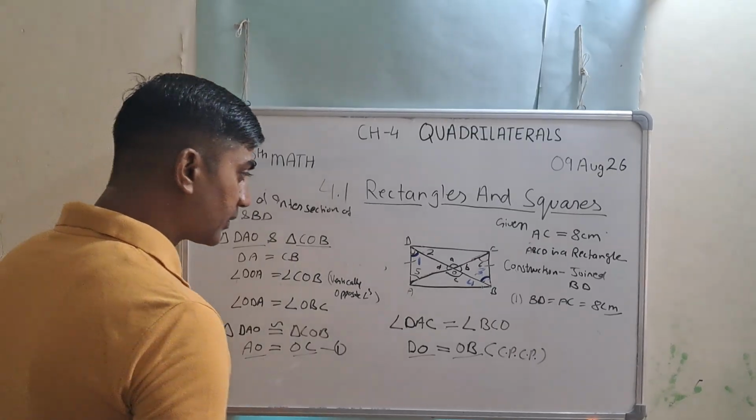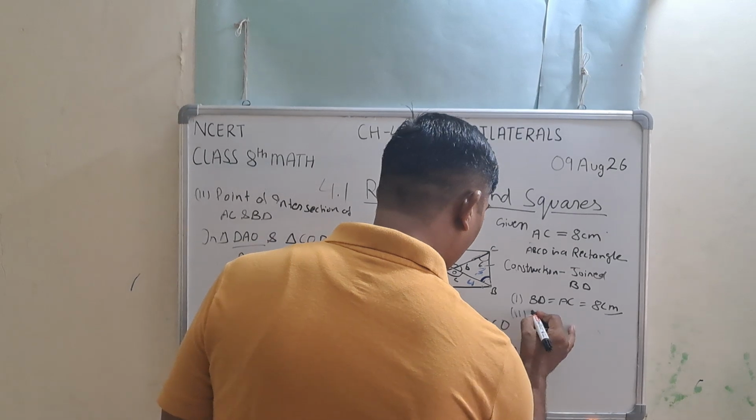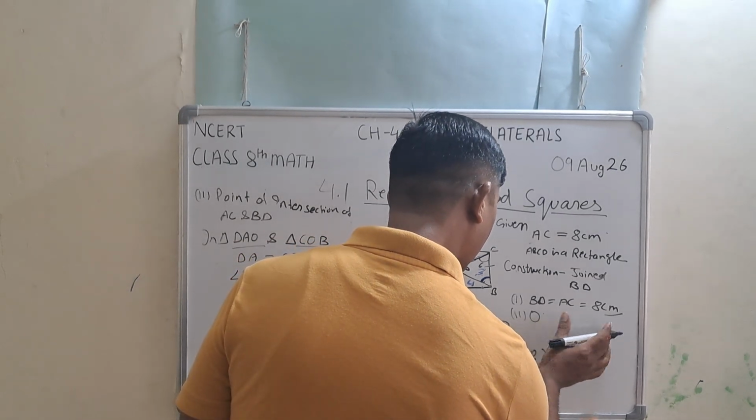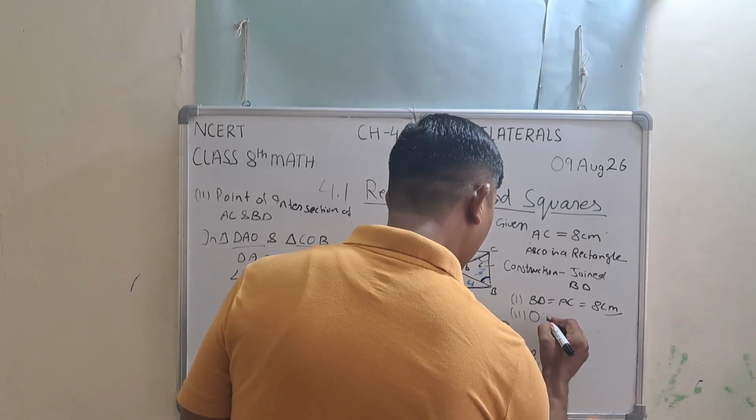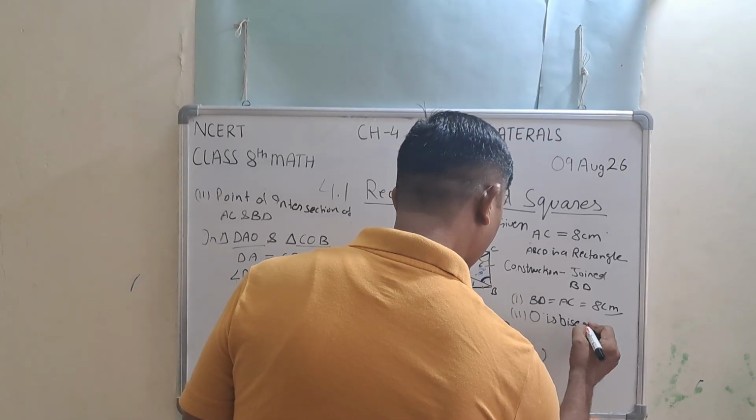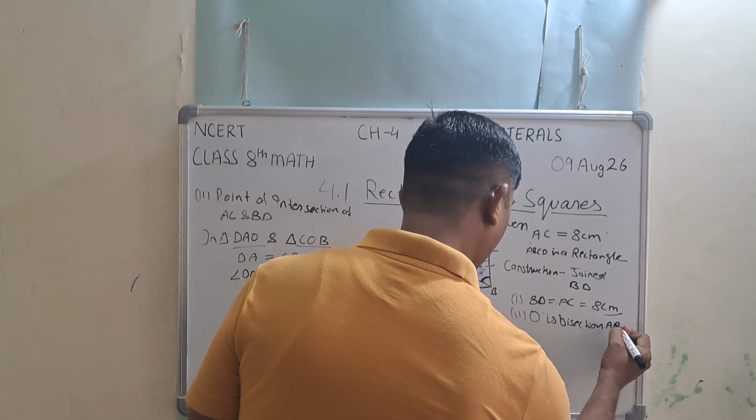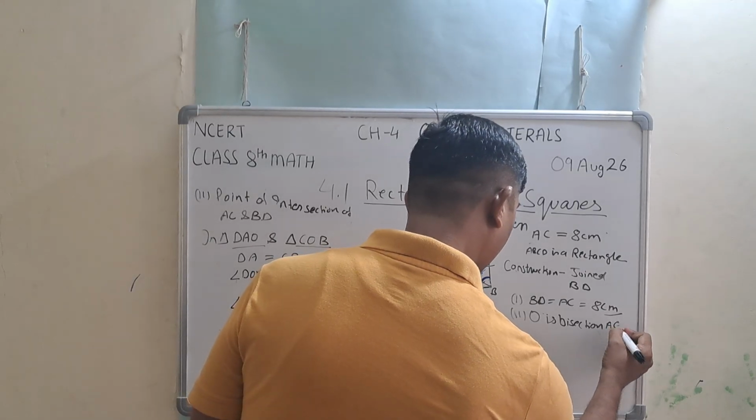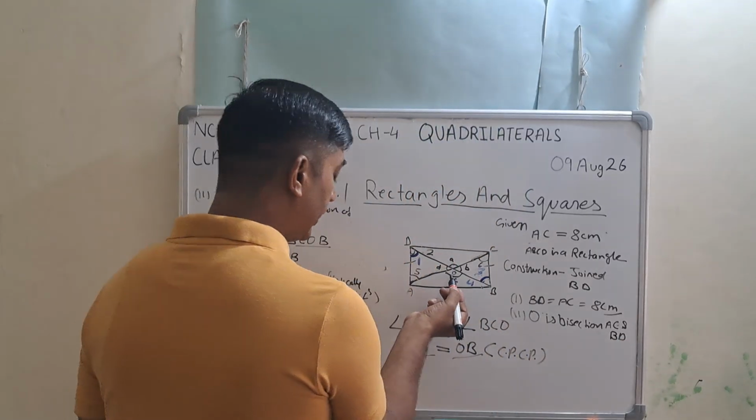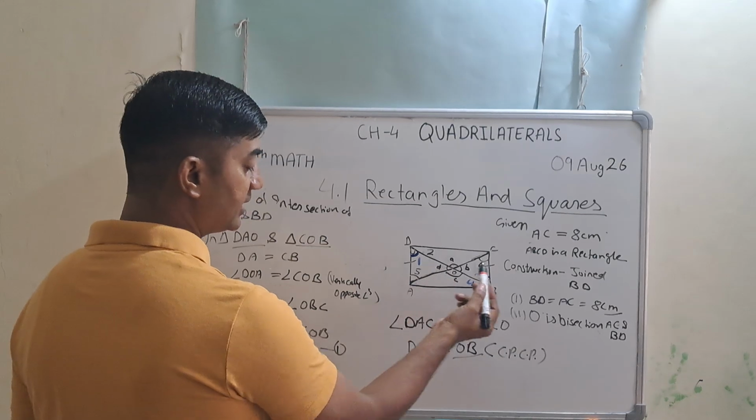We have concluded that, let's write our result here. O is bisecting AC and BD. So we know the nature of the point of intersection of these, that O is bisecting AC and BD.